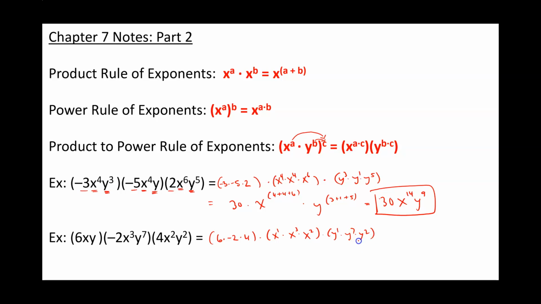If I multiply this, that's -12 times 4 is -48. Now with the x's, I'm going to add 1 plus 3 is 4, plus 2 is 6. 1 plus 7 is 8, plus 2 is 10. So separate them into different parentheses and then simply add their powers if they're exponents, or multiply them if they're numbers.